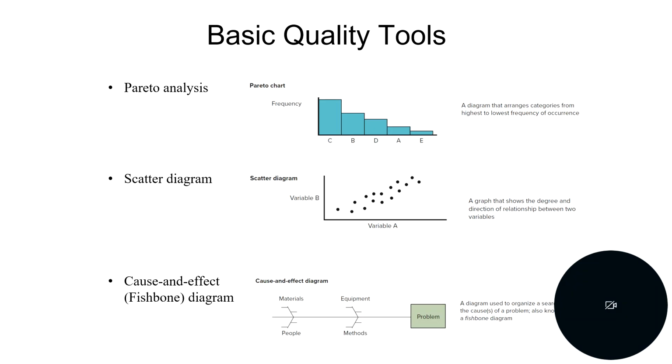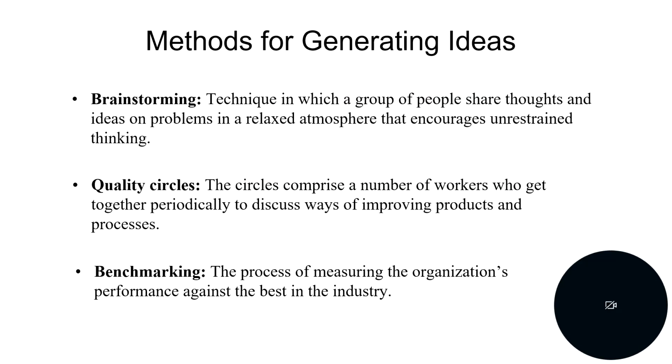And then we have some of our methods for generating ideas. Brainstorming would encourage unrestrained group thinking. Quality circles are worker groups that are focused on process improvement, and then benchmarking compares performance against the best industry standard. So an example would be a team would hold a brainstorming session. They'd kind of just go together, all talk, and see what's best. Whereas benchmarking is, again, we'll use the laptop. So we want to compare our laptop performance to what the industry currently finds the best.